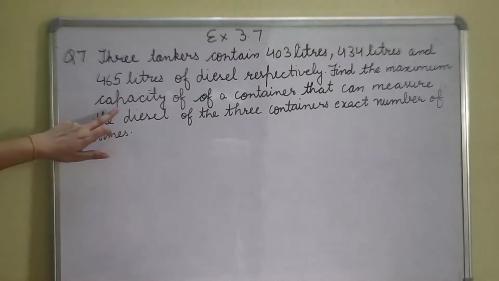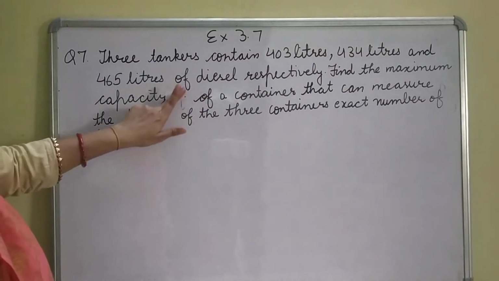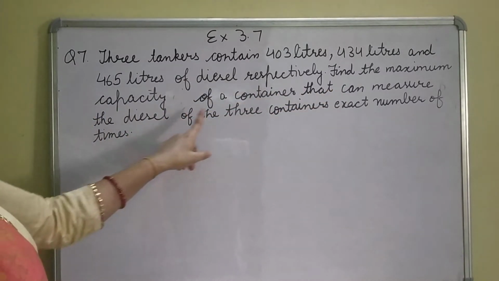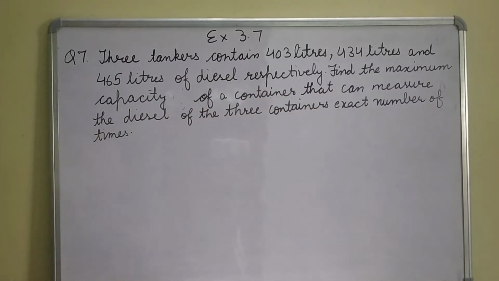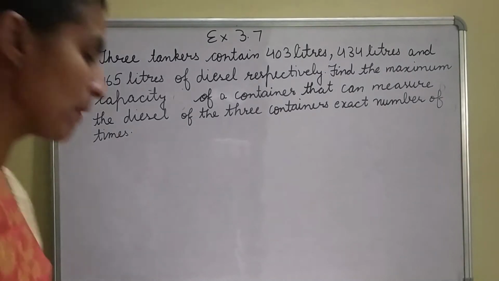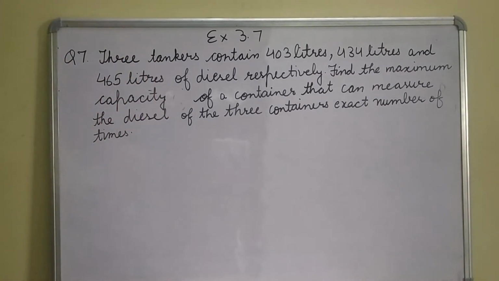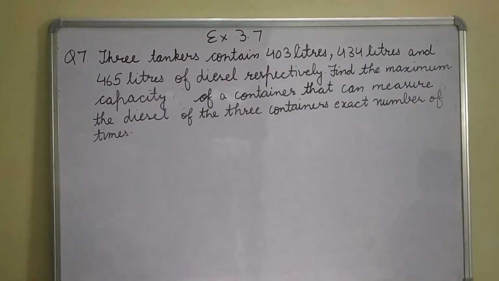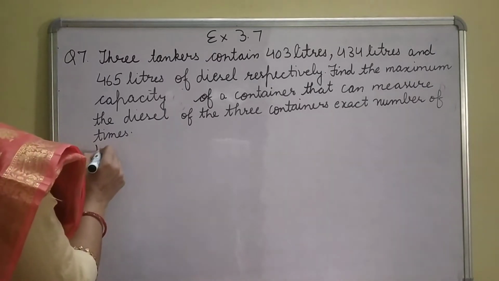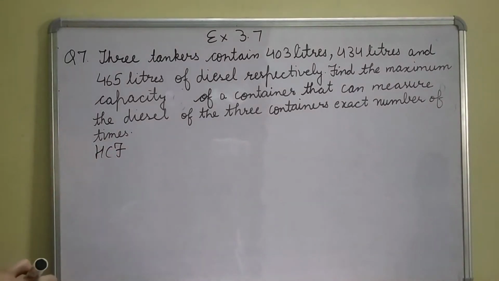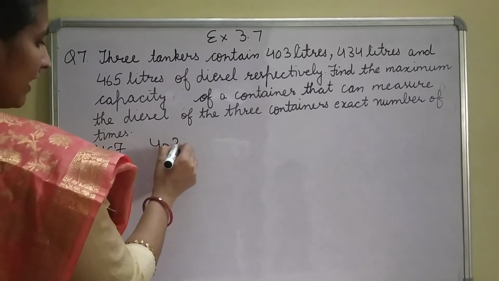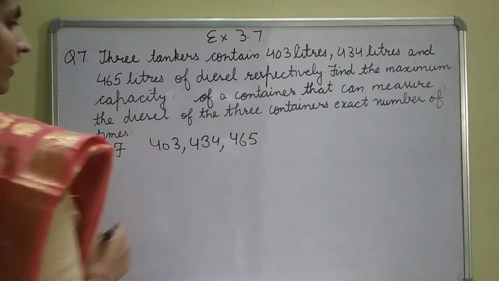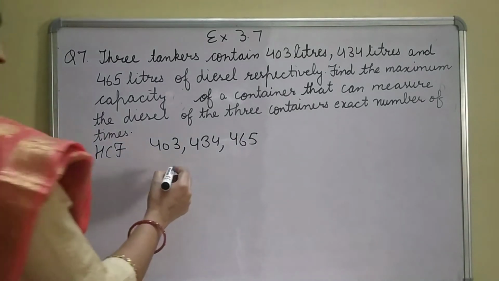Find the maximum capacity of a container that can measure the diesel of the 3 tankers an exact number of times. So it can measure them means that is the factor which can measure these 3 respectively. So what do we have to find? We have to find the HCF. So let's start to find the HCF of 403, 434 and 465.